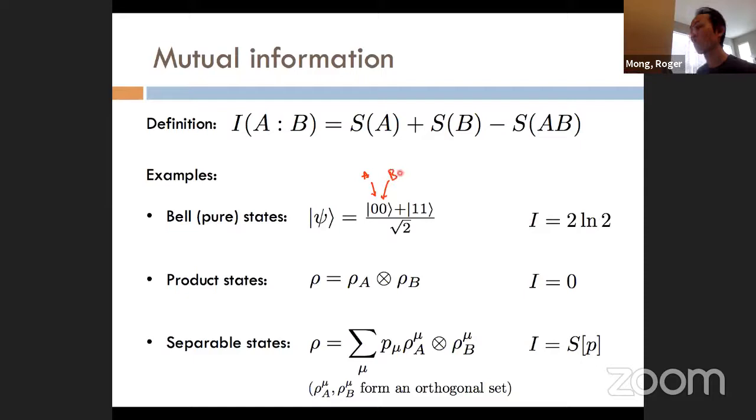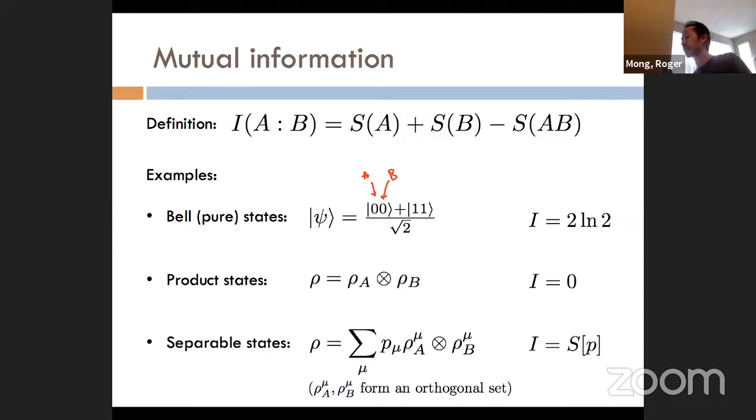On the other hand, if you look at product states in the following form, there is no mutual information. Another interesting class is what we call separable states, which is basically a sum of product states, subject to the condition of these orthogonality conditions. And in this particular case, there is mutual information between the two parties, A and B. And so mutual information captures basically a certain amount of correlations between the two parties.